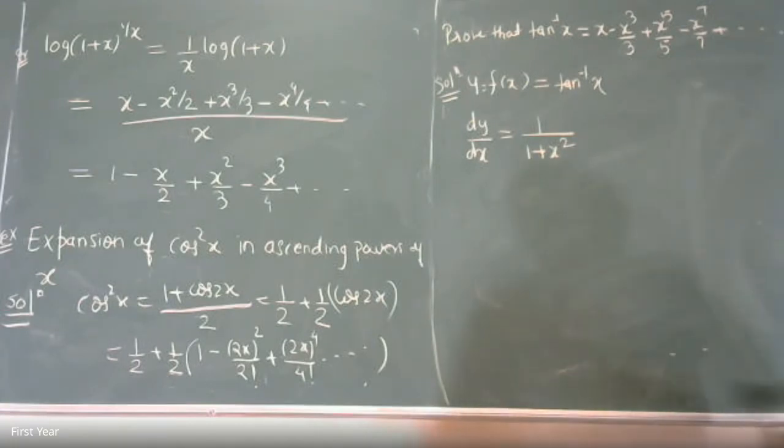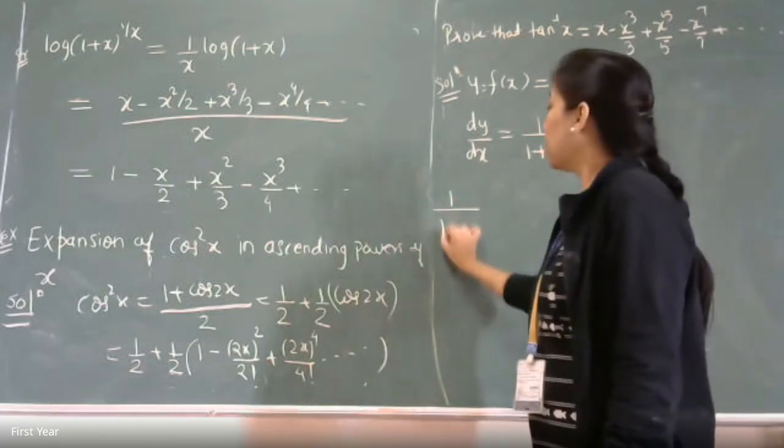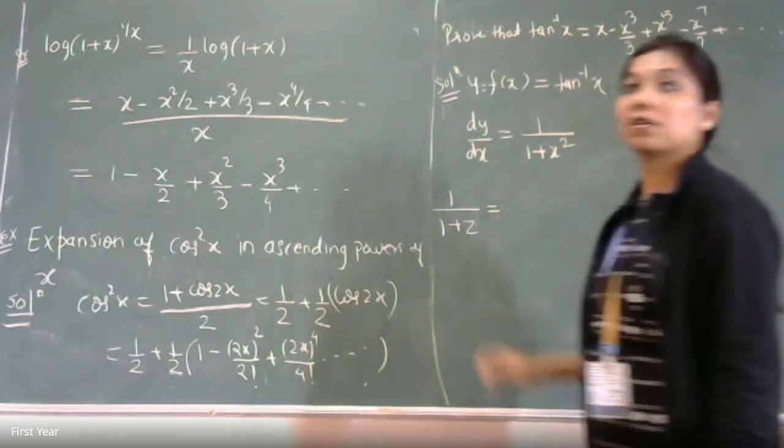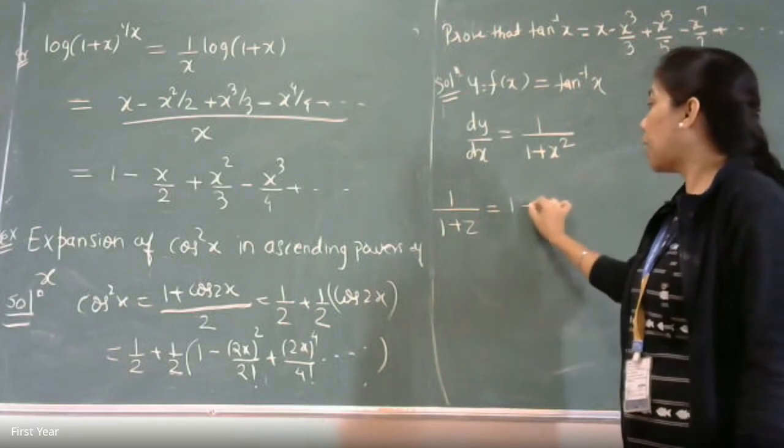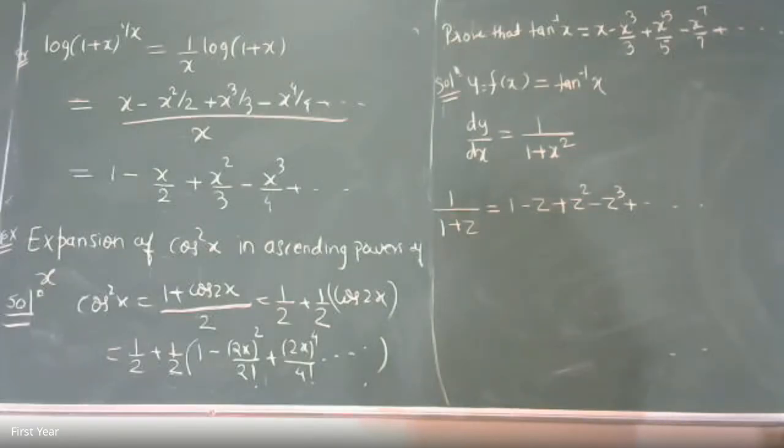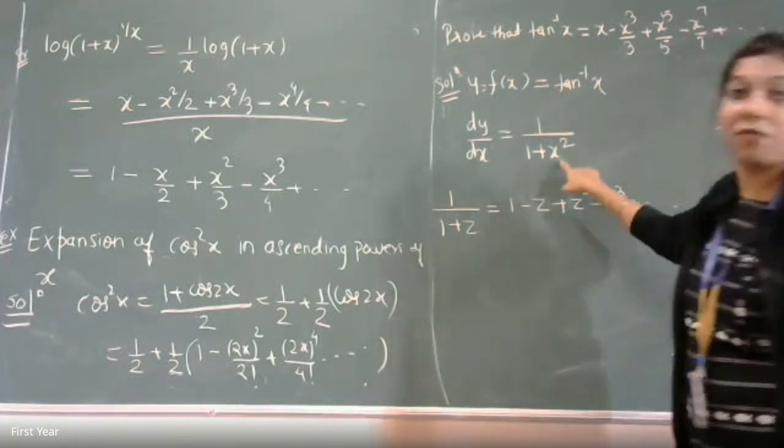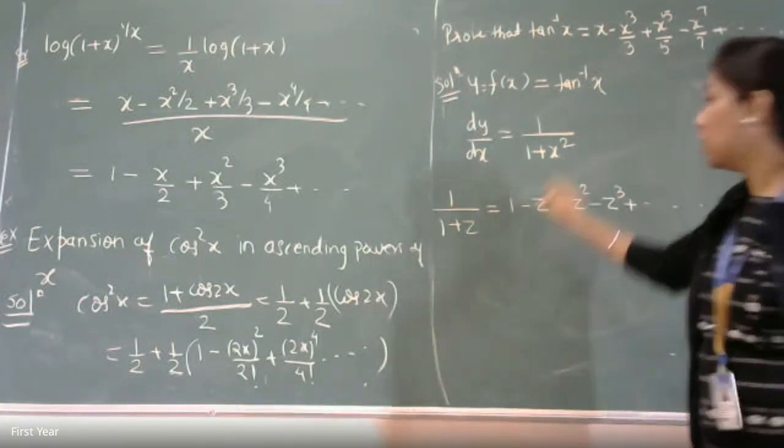Let me write it here so that everyone can see. 1 over 1 plus z is 1 minus z plus z square minus z cube plus and so on. Is it okay? Everyone, this is the expansion. Be sure. In place of z, what do I have now? x squared. So what will it become?